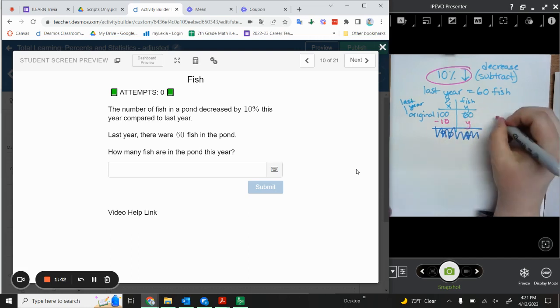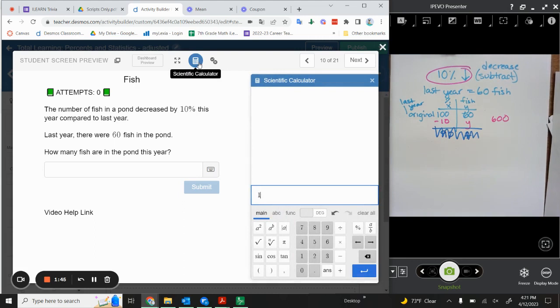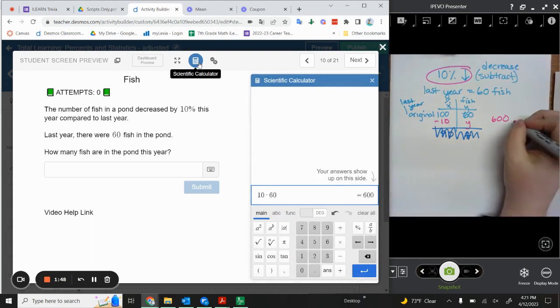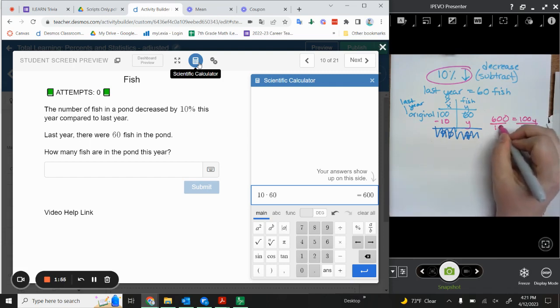10 times 60, I know, is equal to 600. Okay, I can use my calculator to make sure I'm not screwing up. 10 times 60 is 600. 100 times y is 100y. I'm going to divide both sides by 100. And that's going to give me 6 equals y.